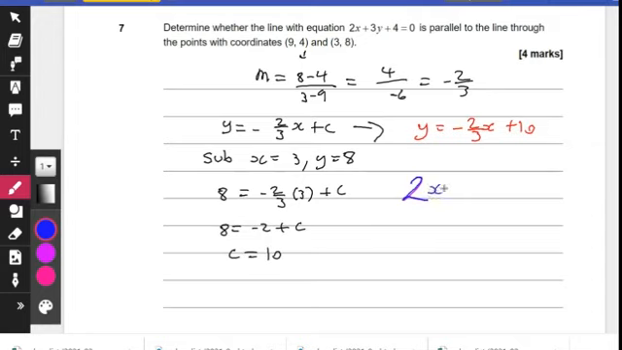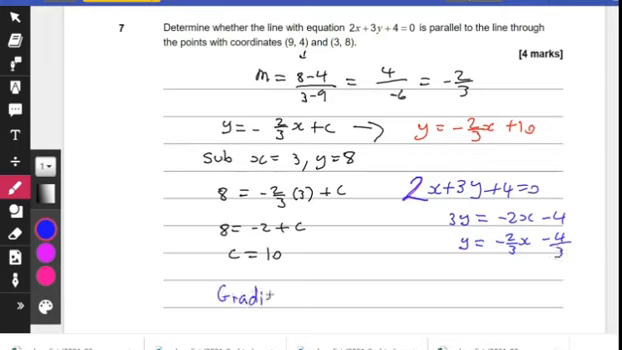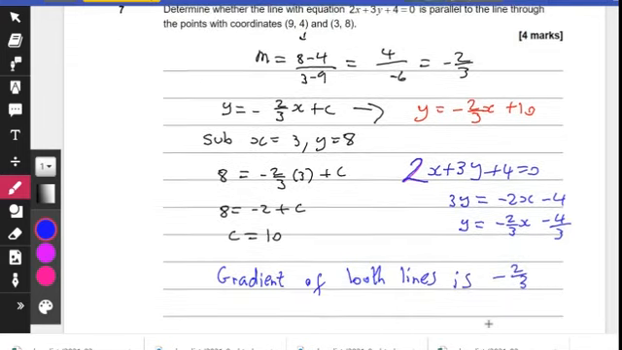So we've got 2x plus 3y minus 4 equals 0. And then if I were to make y the subject, I get 3y equals minus 2x plus 4. Dividing by 3, I get y equals minus 2/3 x plus 4/3. So we get that the gradient of both lines is minus 2/3. And by the way, you have to write this statement: therefore, they are parallel.